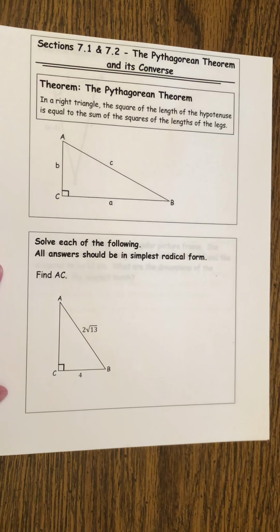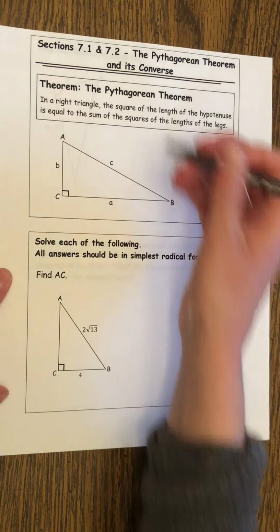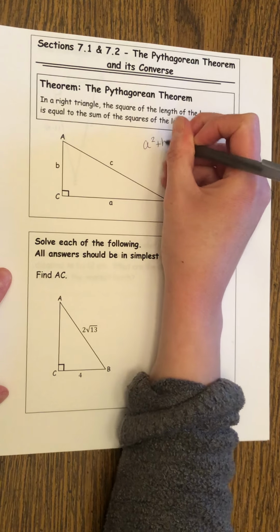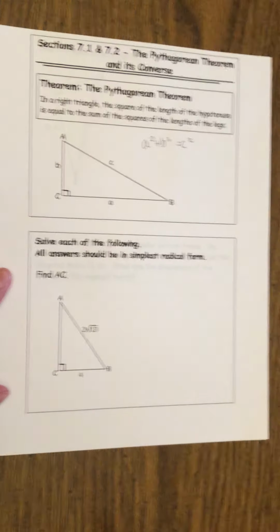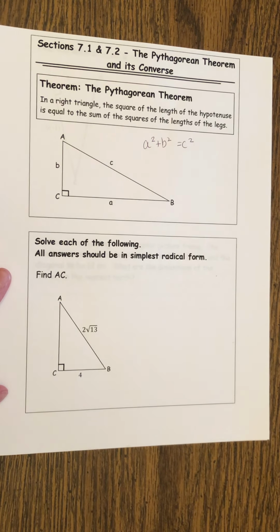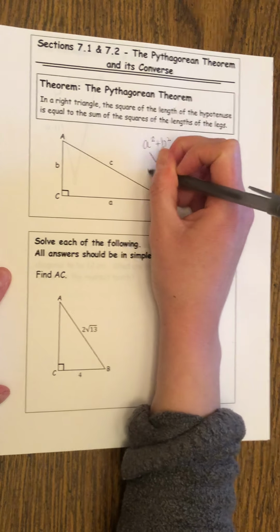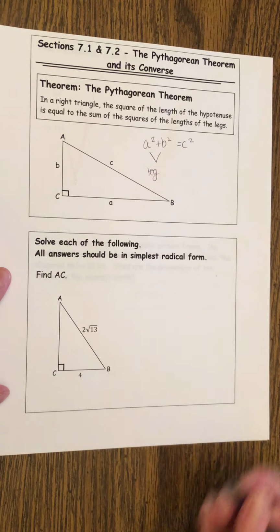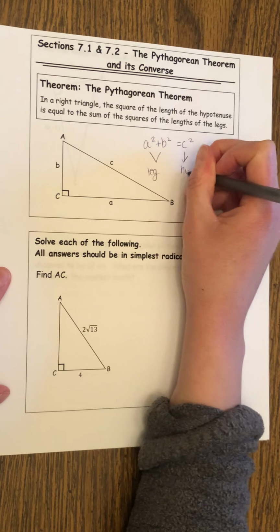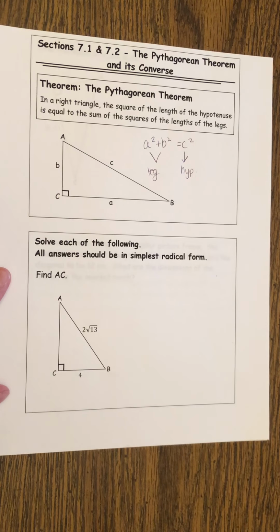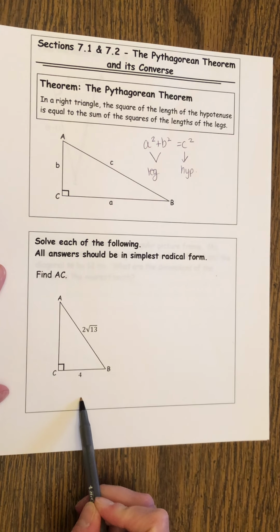So the Pythagorean theorem says that in a right triangle, the square of the length of the hypotenuse is equal to the sum of the squares of the lengths of the legs. We're probably more familiar with the equation associated with it, the Pythagorean equation, a squared plus b squared equals c squared, where a and b are the two leg lengths of the right triangle, and c is the hypotenuse length. So we're going to go through a couple of examples here.